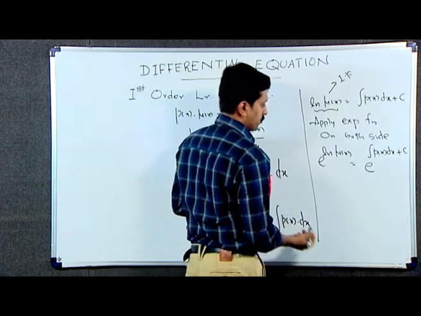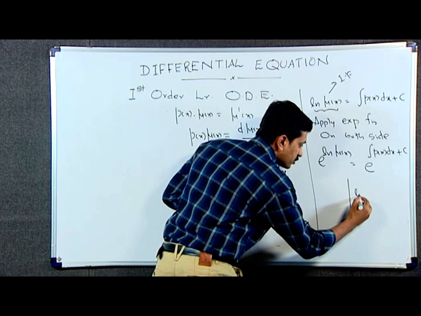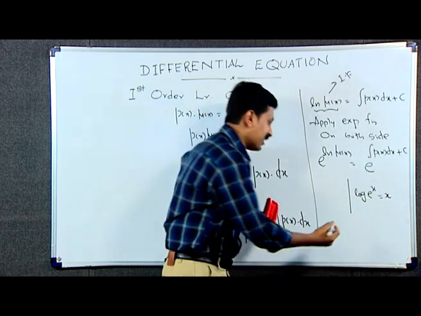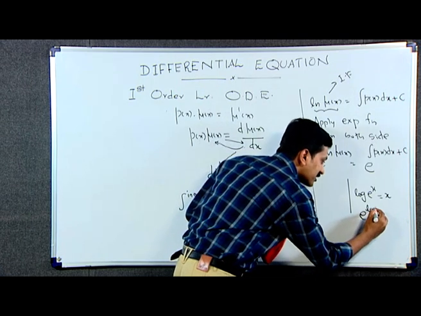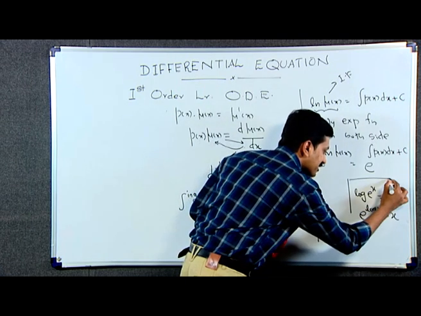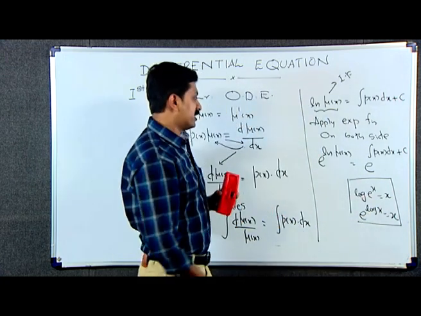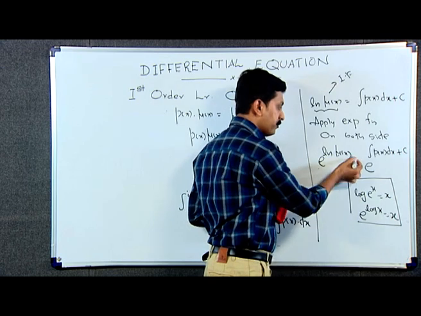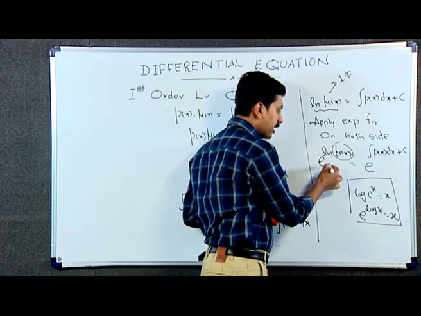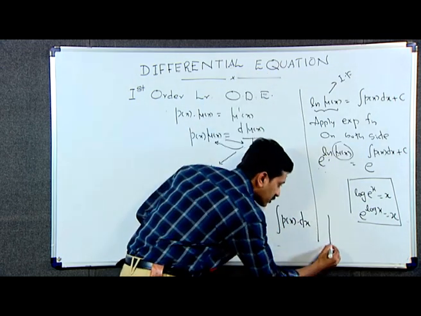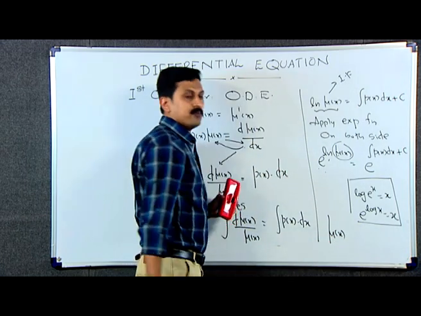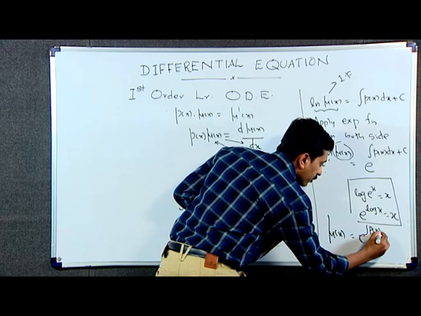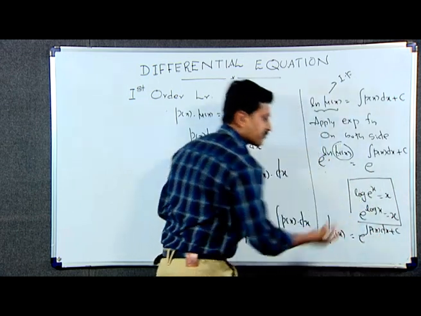We know the formula e raised to log of e raised to x is equal to x, as well as e raised to log x is also equal to x. From this, e raised to log of mu of x, instead of x here we have mu of x. Therefore, e and log will cancel, and only mu of x remains here: mu of x is equal to e raised to integral of p of x dx plus c.